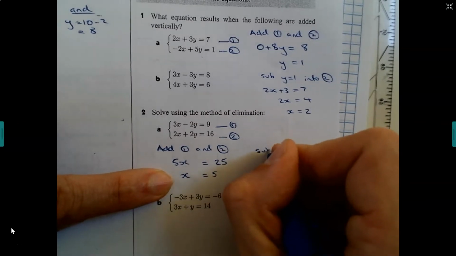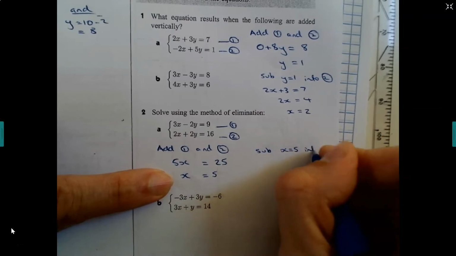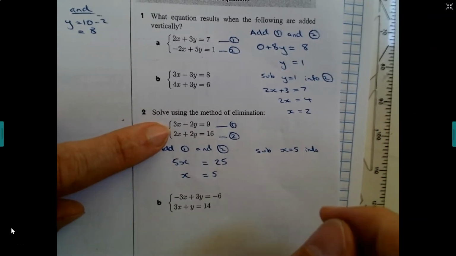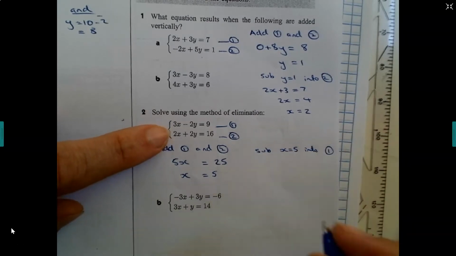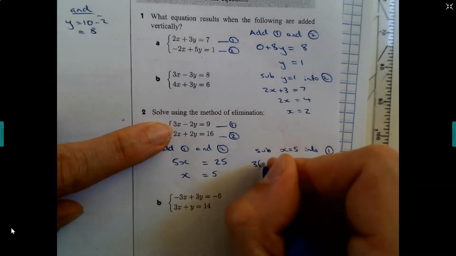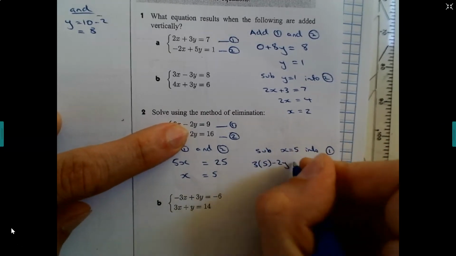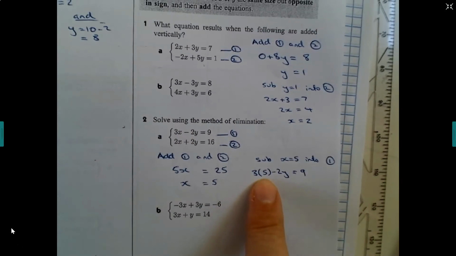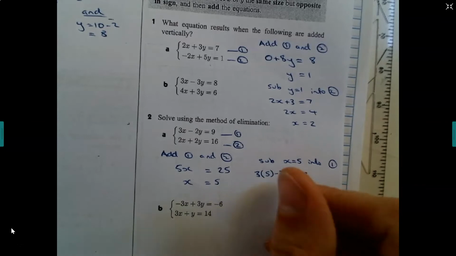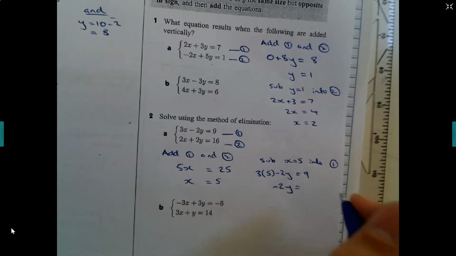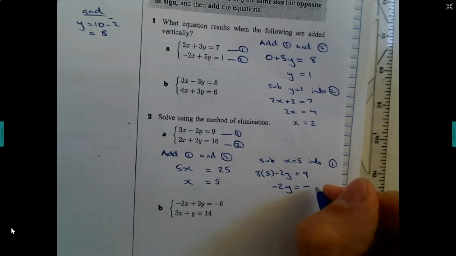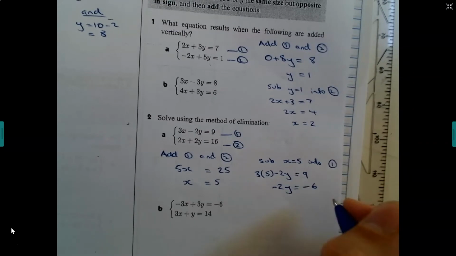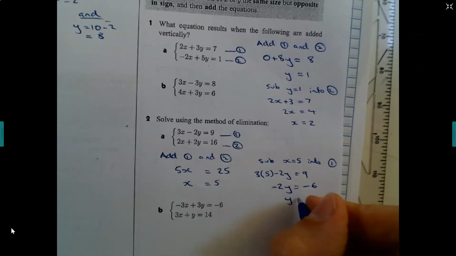Then sub x is equal to 5 into, doesn't really matter, 1 or 2. Someone call out which one they want me to sub it into. 1 was said first. So it's going to be 3 by 5 minus 2y is equal to 9. Then if I subtract 15 from both sides, minus 2y is going to be equal to 9 minus 15, which is negative 6. And then y is equal to 3.